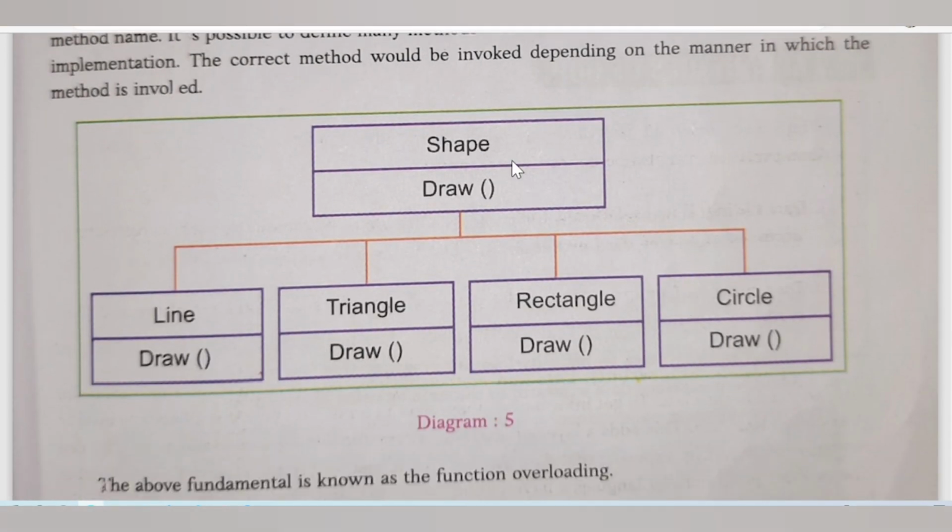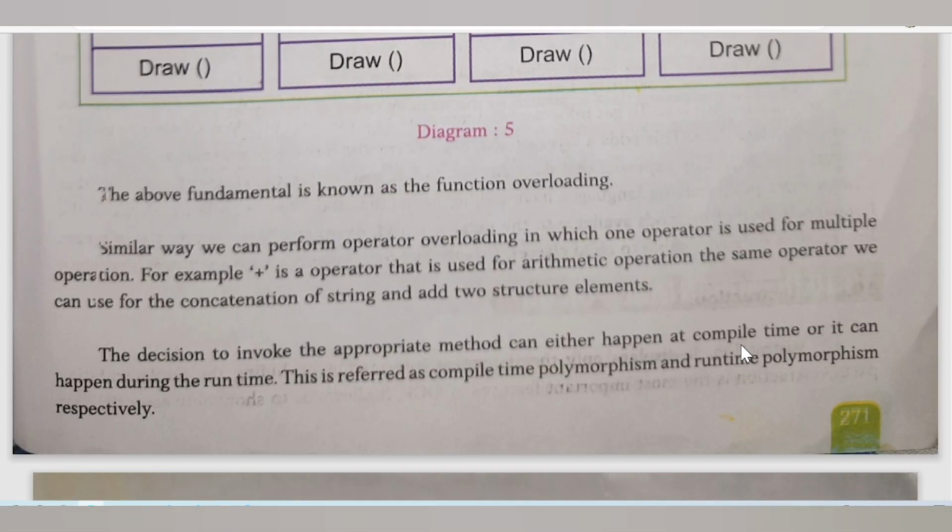For example, here we have a class Shape. Inside that we have a draw method, and this draw method can do different types of tasks. It can draw a line, it can draw a triangle, it can draw a rectangle, or it can draw a circle. So our method is the same but it can do different types of tasks depending upon the input. So this is called polymorphism.